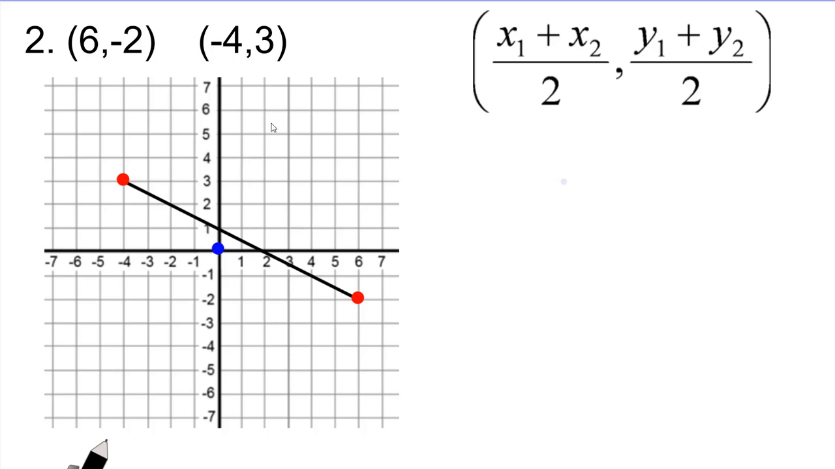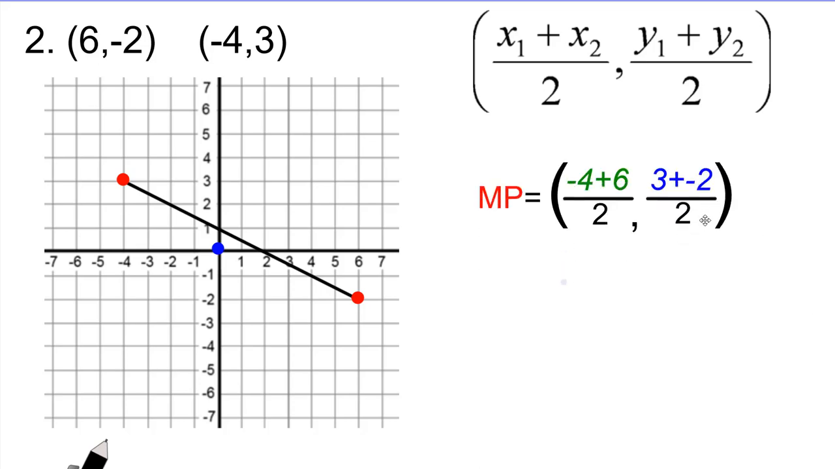So we're going from 6 and -4. So 6 plus -4 and 3 plus -2. So 6 plus -4, or -4 plus 6, is going to be 2. Half of 2 is 1. So the first one's 1. And then 3 minus 2 is 1. 1 divided by 2 is 1/2. So our midpoint is (1, 1/2). So we're going over 1 and up 1/2, and that should be our midpoint if we did it right.